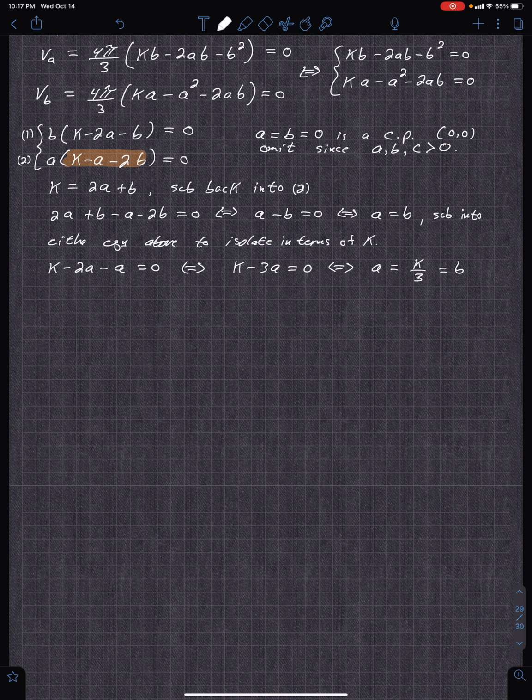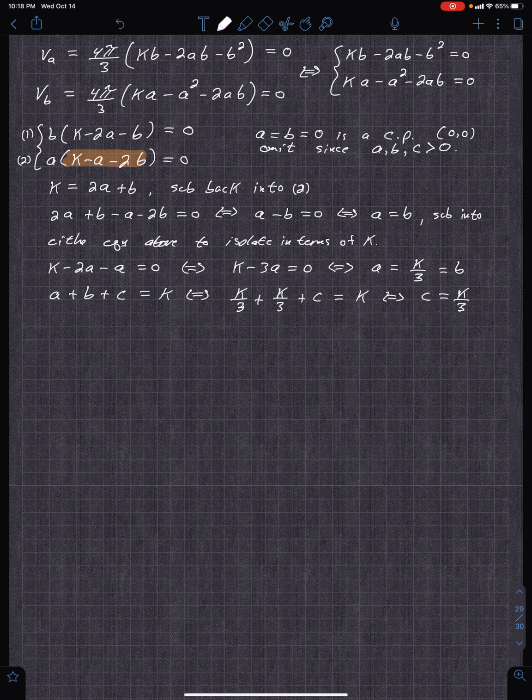Okay, now what does that mean for c? Well, if we have a plus b plus c equal to k, and a and b are k thirds, that means c has to be k thirds. So you basically have k thirds plus k thirds plus c equal to k. So if you solve that, it's pretty clear now that c has to be k thirds. It's like the 1/3, 1/3, 1/3.